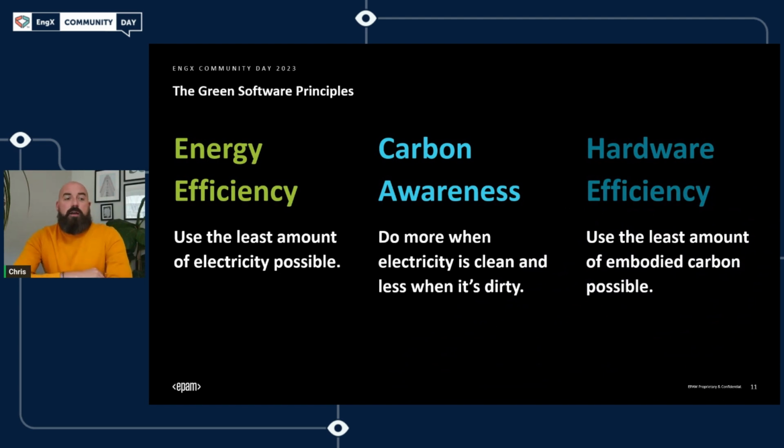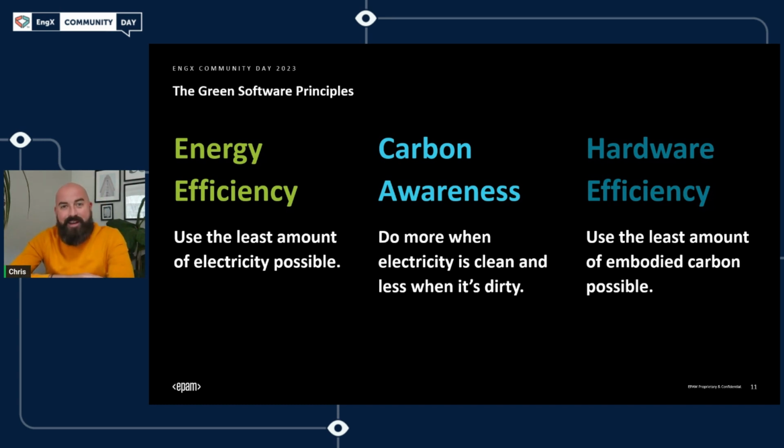So the 3 are energy efficiency, carbon awareness, and hardware efficiency. And as we know, green software is carbon efficient software, meaning it emits less carbon. So only these 3 activities reduce carbon emissions of software. So we have energy efficiency. This is using the least amount of electricity possible. We have carbon awareness, doing more when electricity is clean and less when it's dirty. And we're going to explain that in a little bit more detail. And then hardware efficiency, this idea of embodied carbon. And they're the 3 things that we're going to drill into today.